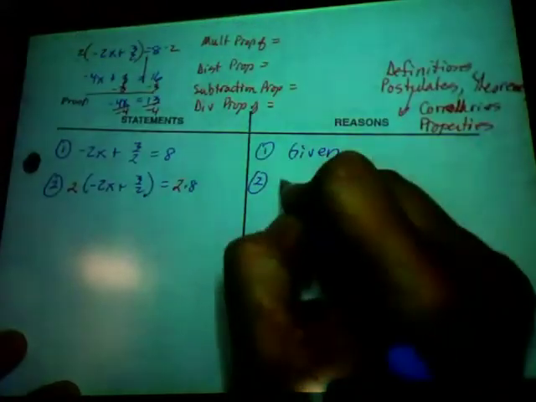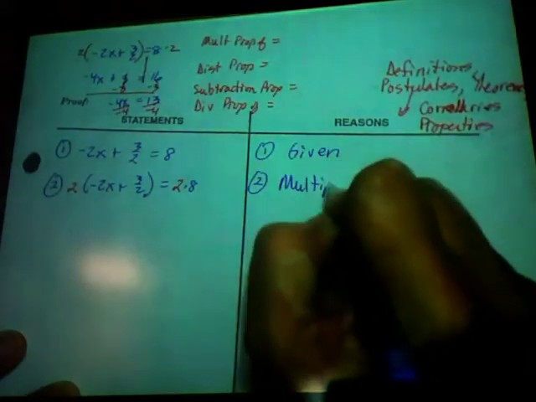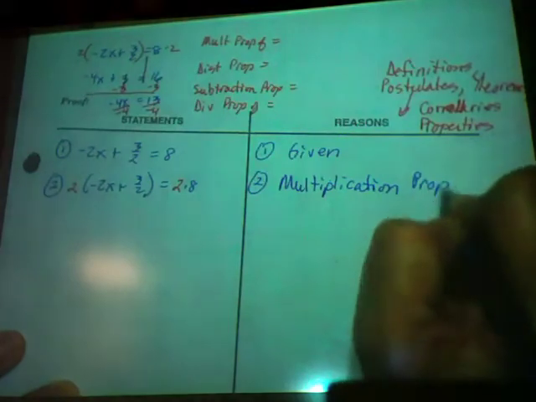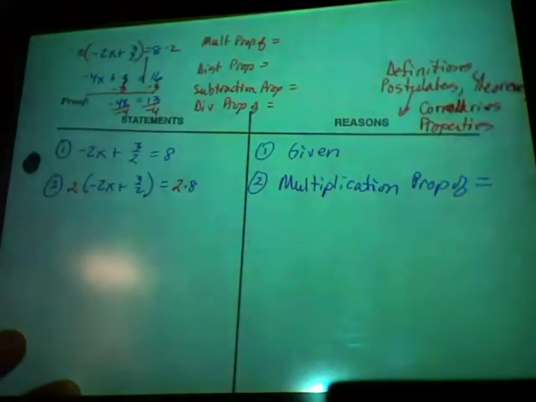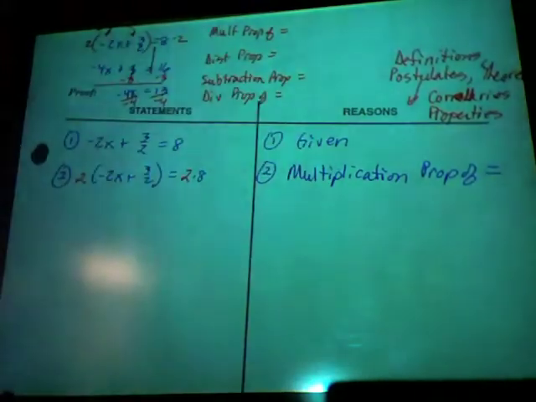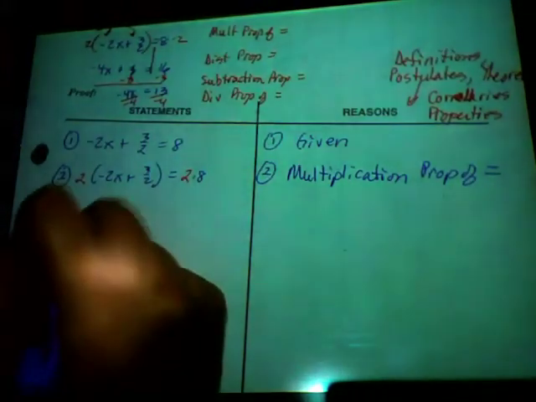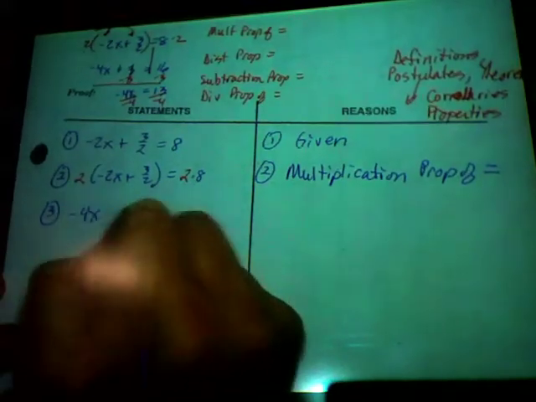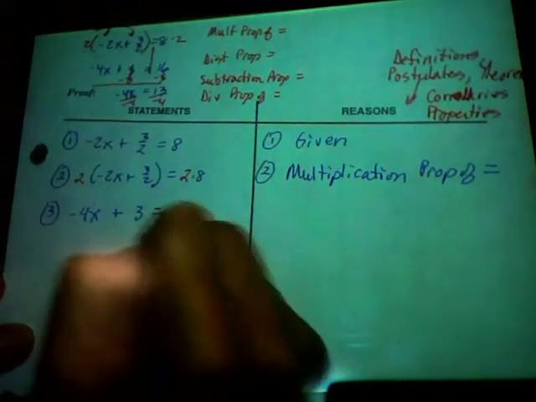So my reason for multiplying both sides is the multiplication property of equality. Now here's where we're not going to show our distribution arrows. I mean, you might have shown them up here. We're not going to show that in our proof. We're just going to show the result. The result of multiplying by 2 was negative 4x plus 3 was 16.